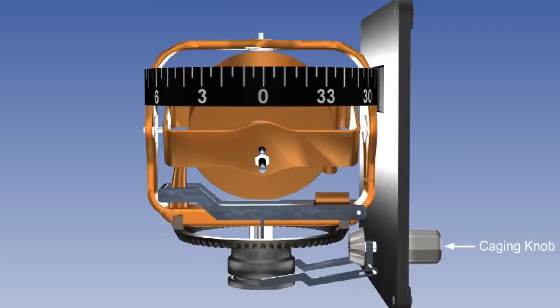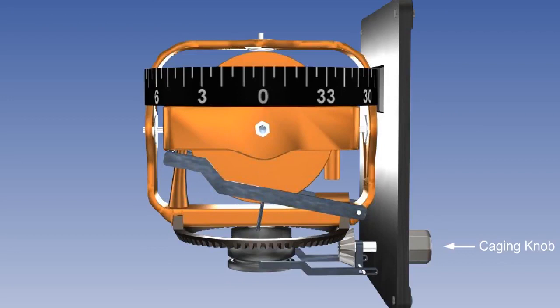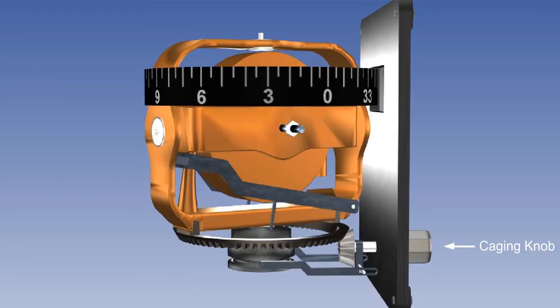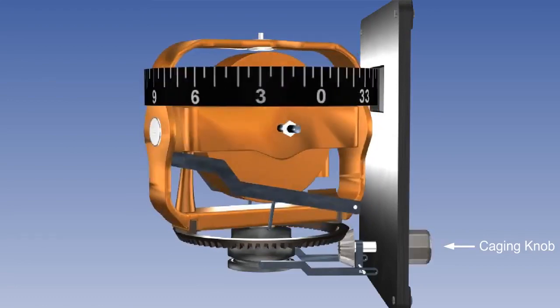On the front of the instrument, there is a spring-loaded caging knob. When the knob is pushed in, the inner gimbal is physically moved to maintain the spin axis of the rotor in the yawing plane. At the same time, a gear engages in the outer gimbal so that by turning the knob, the gyro can be rotated to synchronize the DGI compass rose with the magnetic compass.